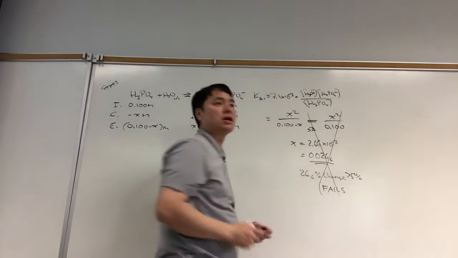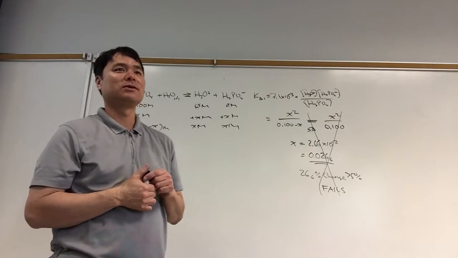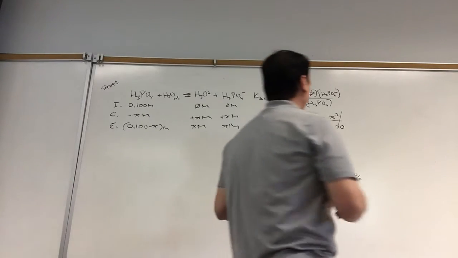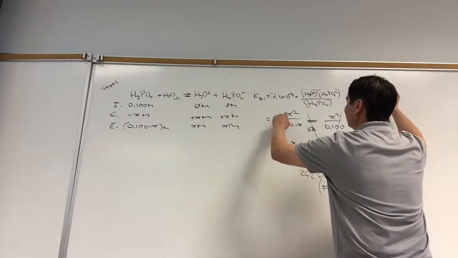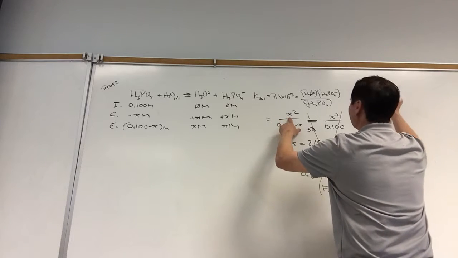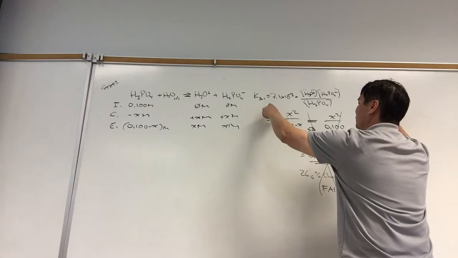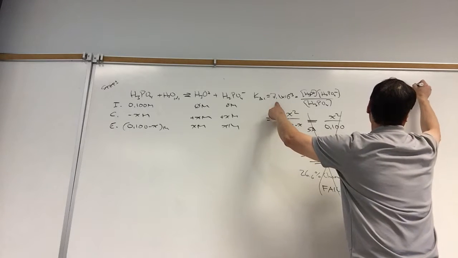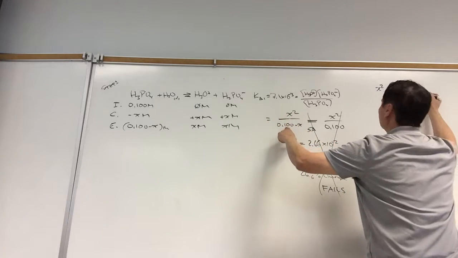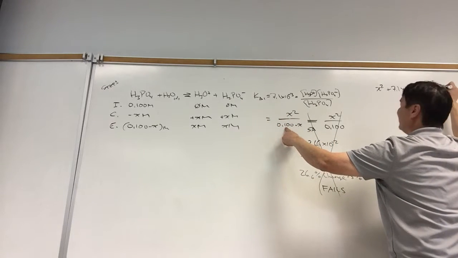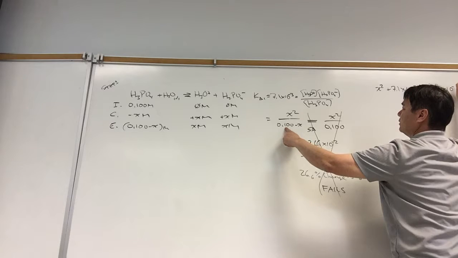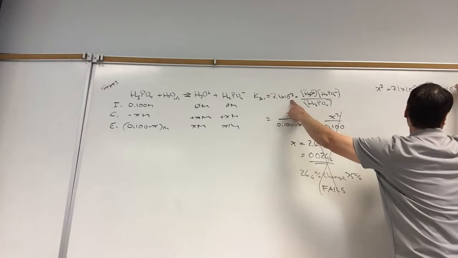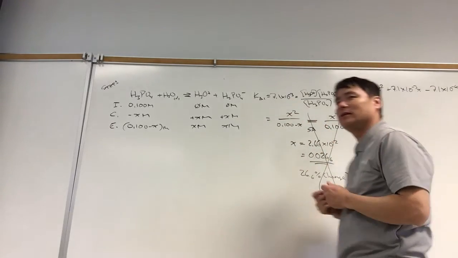This is greater than 5%, and therefore the simplifying assumption fails. But it didn't take that much time. It was worth trying. So what we have to do is solve this, and we're just going to get it into quadratic form. So this is going to be x squared plus 7.1 times 10 to the minus 3 x minus 7.1 times 10 to the minus 4 equal to 0. Is that right?